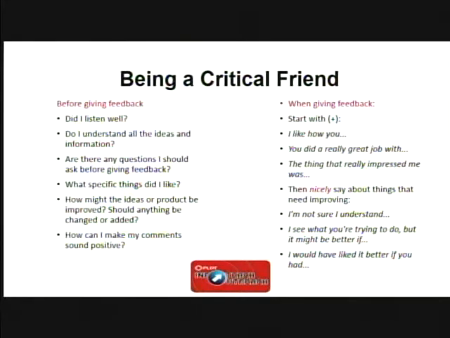And then, how might the ideas or product be improved? Should anything be changed or added? Huwag kang mag-feedback kung wala rin lang naman i-suggest. You have to suggest for a solution. Pag nag-comment, hindi maganda yung kulay, dapat mag-suggest ka na kung ano yung magandang kulay. Baka mamaya sa iyo yung hindi maganda. Okay, next. How can I make my comments sound positive?